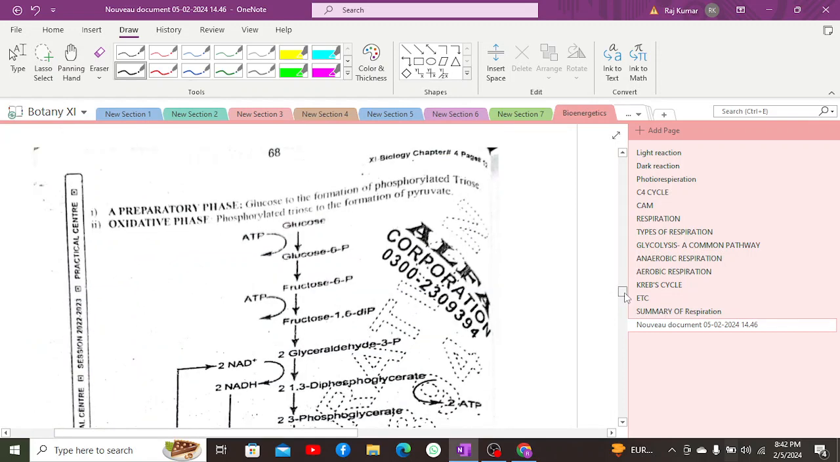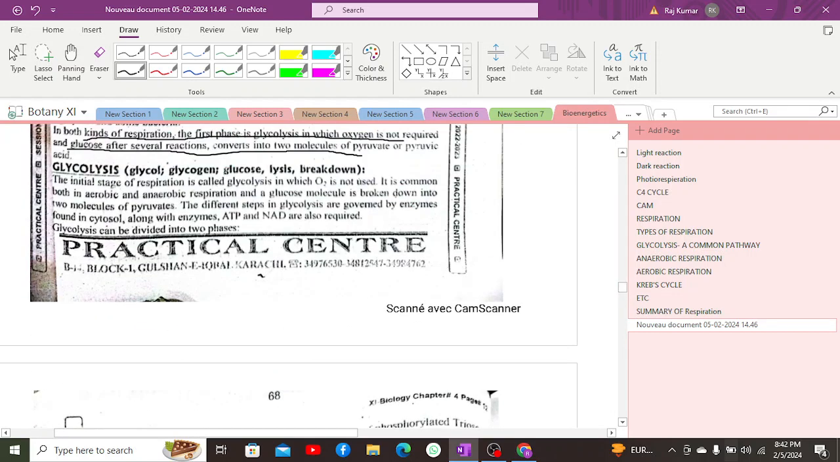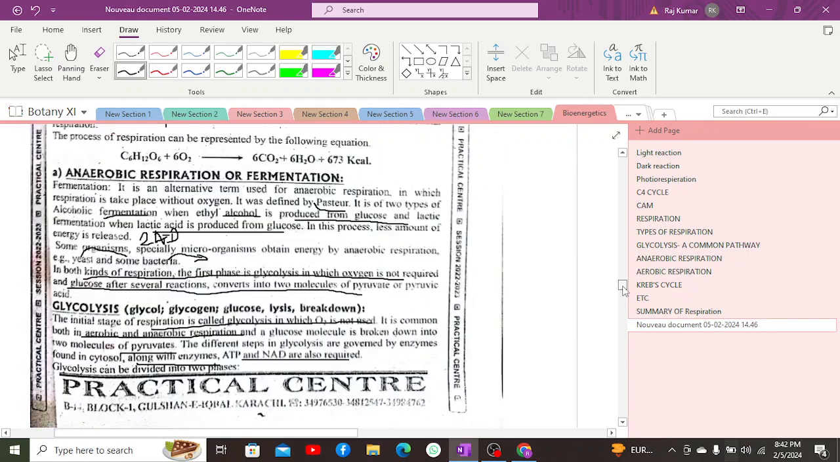Here, the process of glycolysis is divided into two parts. The initial stage of respiration is called glycolysis, in which oxygen is not used. It is the common or universal phase in aerobic and anaerobic respiration, and the glucose molecule is broken down into two molecules of pyruvate. The different steps are governed by enzymes which are present in the cytosol. Along with enzymes, ATP and NAD are also required. It can be divided into two phases.